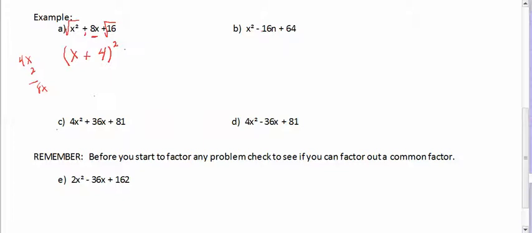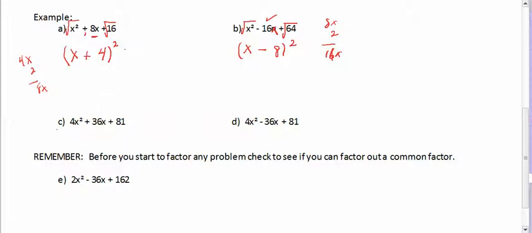Okay, now I'm going to look, is there anything here that I can take out? And there's not. So I take the square root of the first term, which is x. Take the square root of the last term, which is 8. 8 times x is 8x. 8 times 2 is 16x. That should be an x and not an n. Then check to see if it's the same term. It is. I put my negative here and I square it.